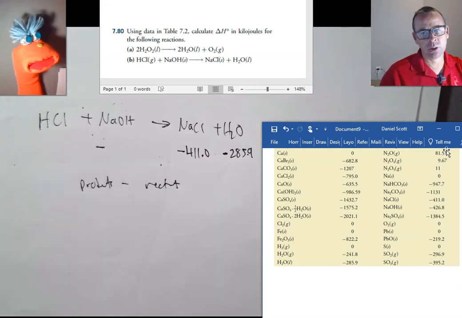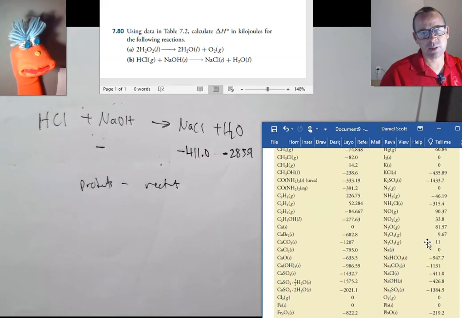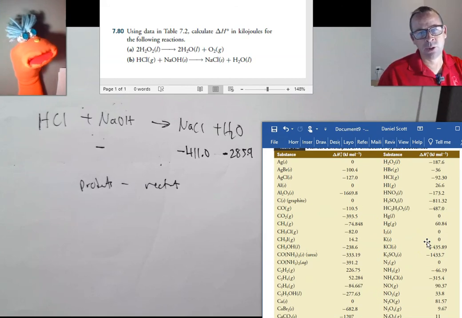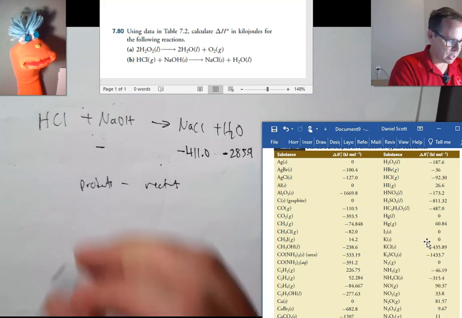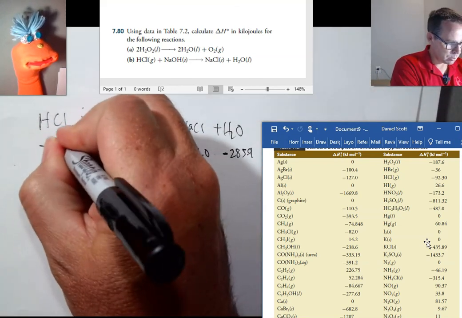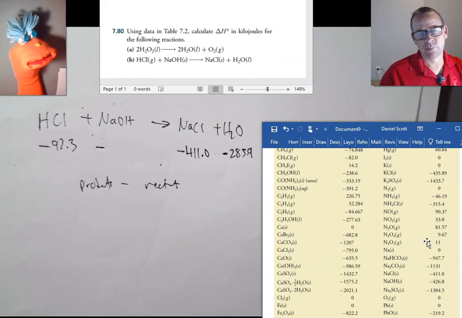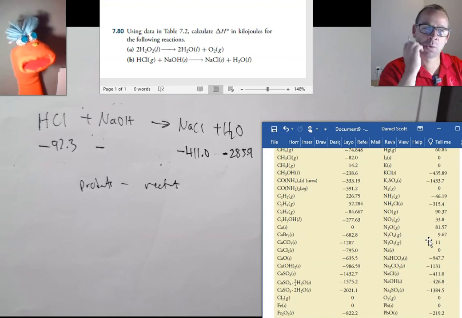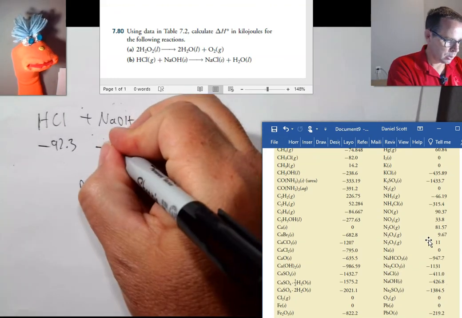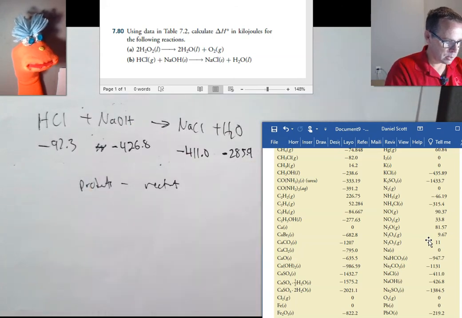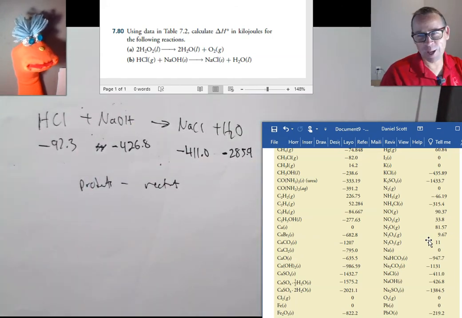Reactants, HCl. I don't see HCl on there. Let's see if it's on here somewhere. Do you see it yet? Yeah, oh, there it is, 92.3. Very good. Negative 92.3. And sodium hydroxide. Is it down below a little bit? There it is, negative 426.8. Very good. Negative 426.8. I don't need that negative sign in there. Oh, I made a mistake there.